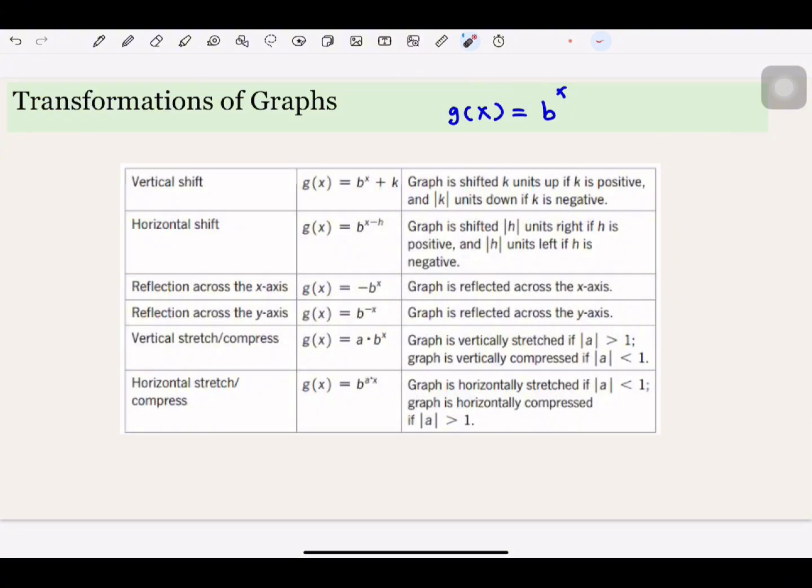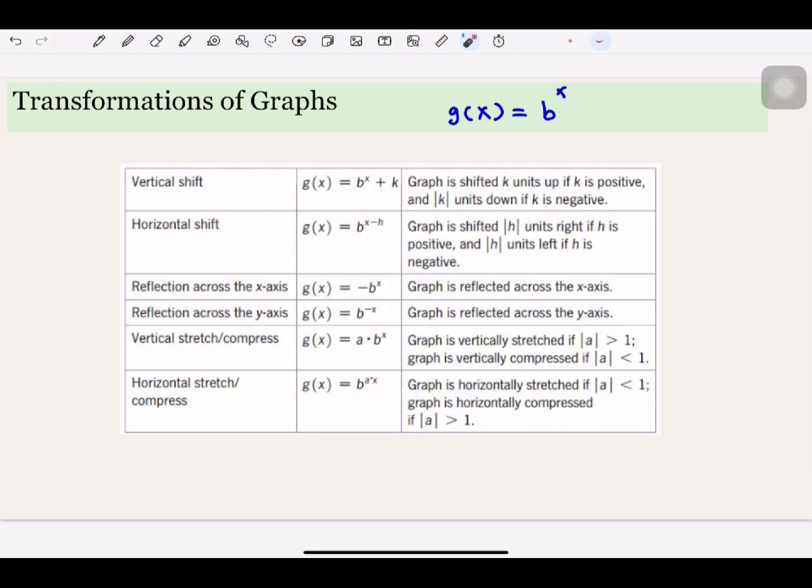Okay, so now let's talk about reflections across the x-axis. If your function is of the form negative b to the power x, this flips the graph upside down across the x-axis. So here all y values become negative. Next, reflections across the y-axis. If you have the function as b to the power negative x, this flips the graph left to right across the y-axis. So the exponential growth becomes decay or vice versa.